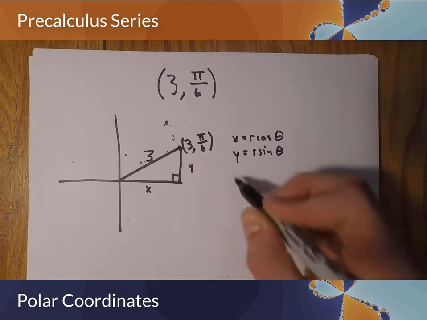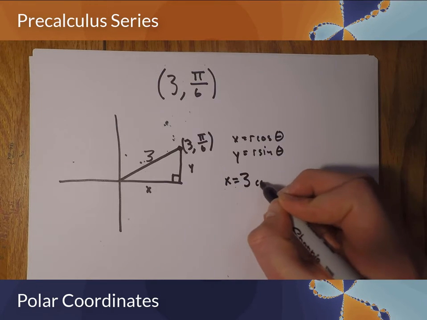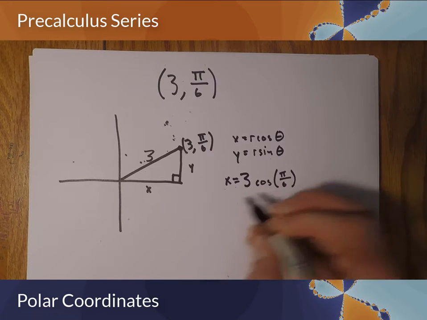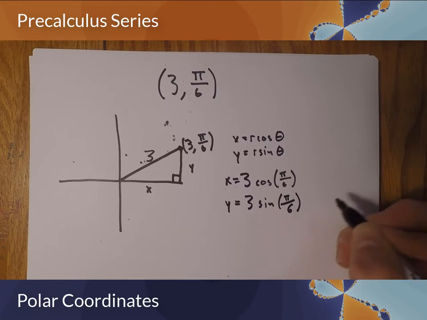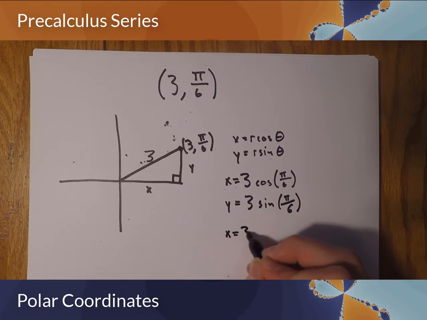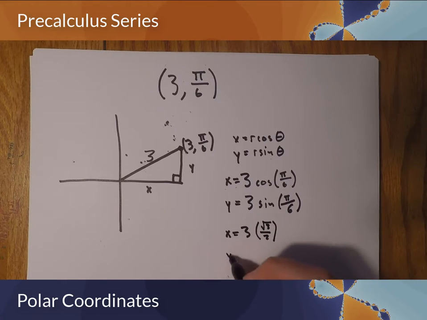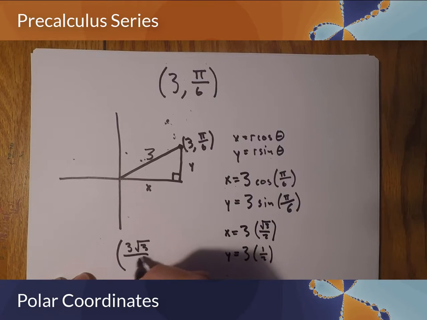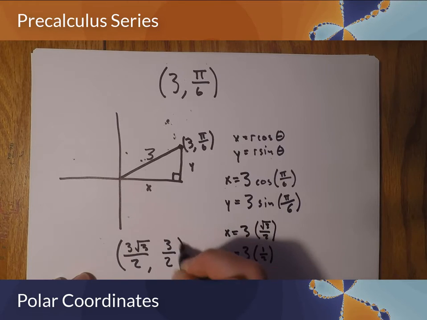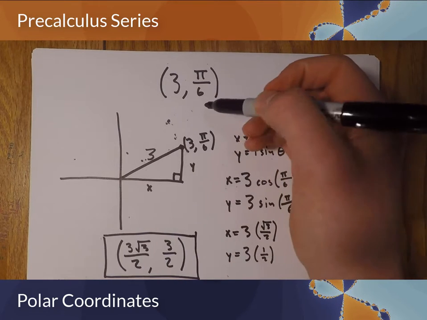x equals r cosine theta and y equals r sine of theta. So our r is 3. So for x, you put 3 in here, and then you put in cosine of pi over 6. And same thing for y: y equals 3 times sine of pi over 6. And now applying what we know from the unit circle, we can replace cosine of pi over 6 with root 3 over 2, and sine of pi over 6 with 1/2. And so our final coordinates are 3 root 3 over 2, and then 3 over 2. And so these are your x and y components that represent this polar coordinate that we have here.